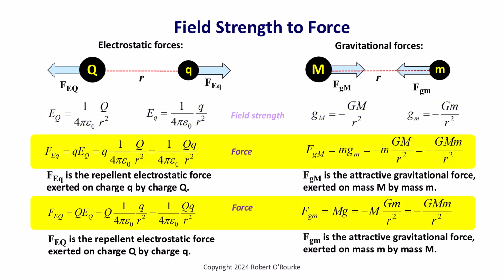The subscripts in the force equations refer to the charge or mass being acted upon by the field emanating from the other charge or mass. The forces work in both directions. The electrostatic forces F sub E small q and F sub E capital Q are equal to one another, and the gravitational forces are also equal to one another.